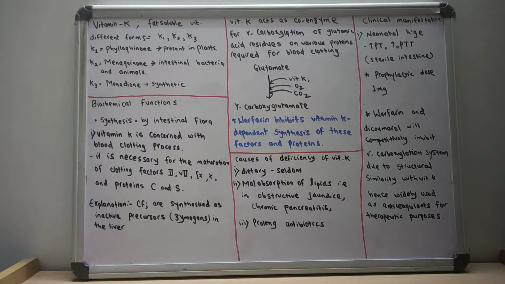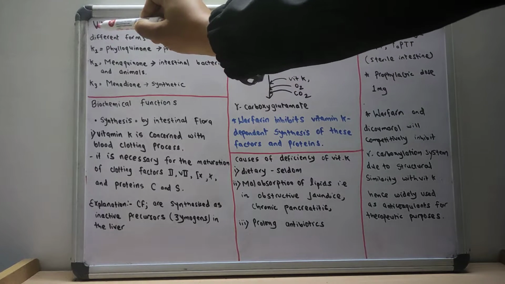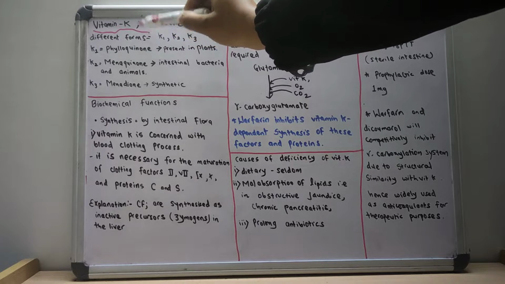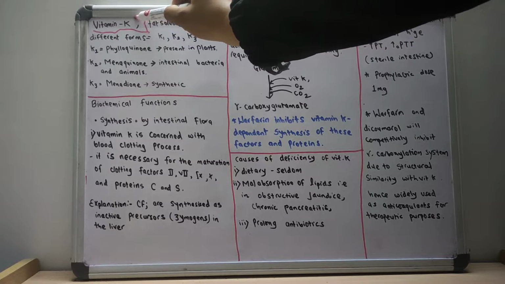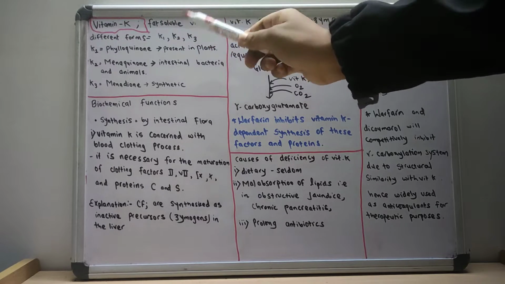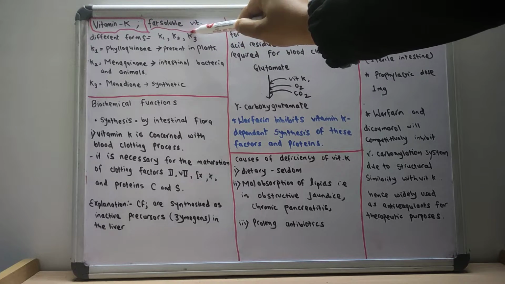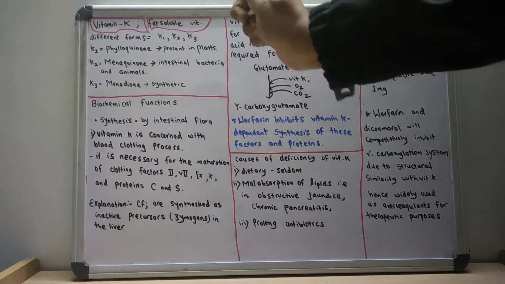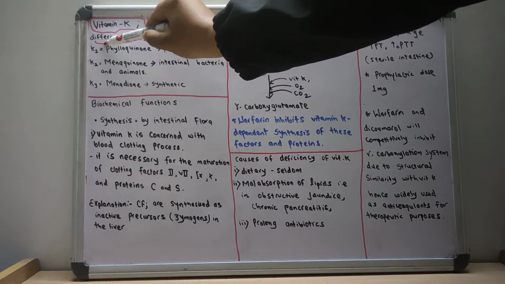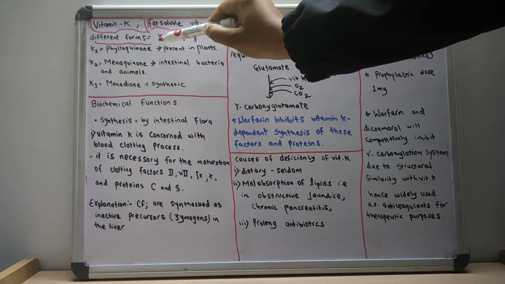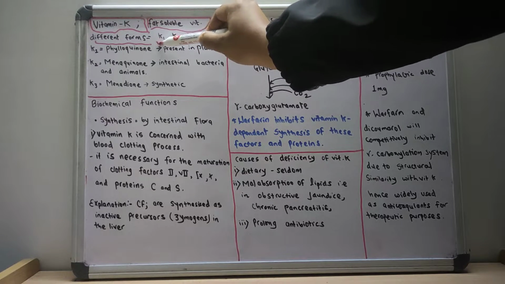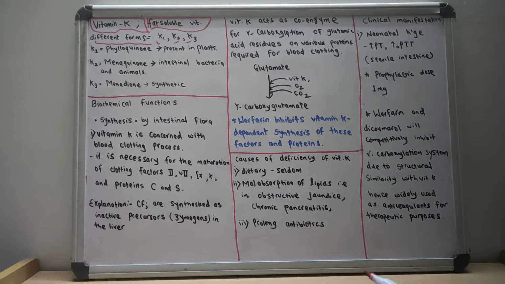So today we are going to discuss another fat soluble vitamin, that is vitamin K. As I have already discussed, vitamin K is a fat soluble vitamin. There are many different forms of vitamin K. Let us give them the names K1, K2, K3.